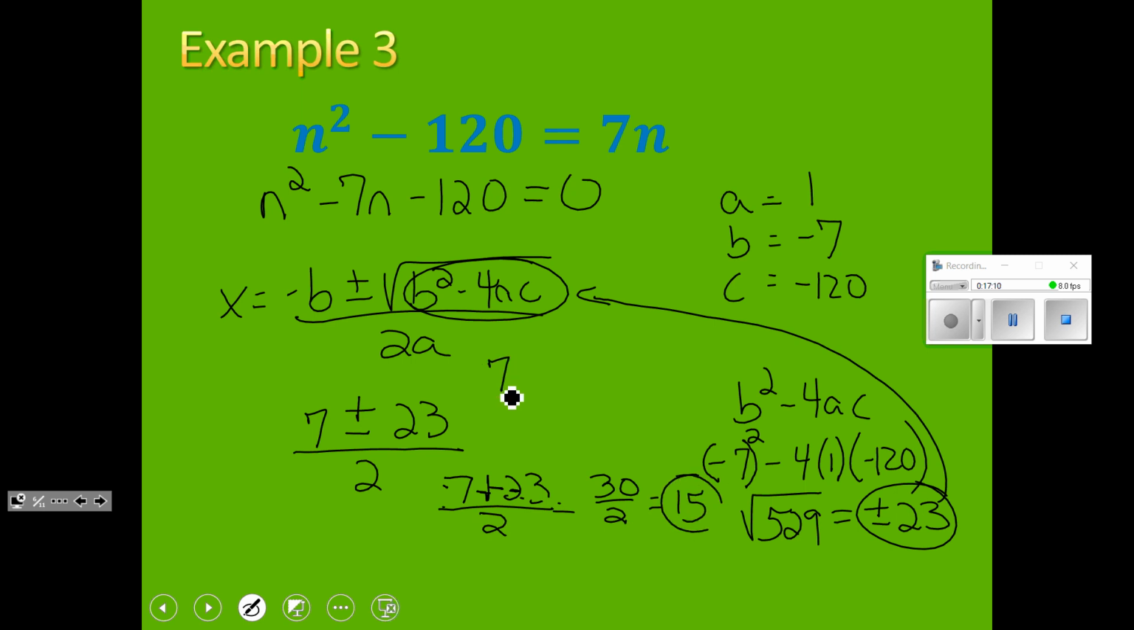Then you can do 7 minus 23 divided by 2. 7 minus 23 is going to end up being negative 16. Sorry about that. Divided by 2, which is going to be negative 8. And that's what we ended up with before. So our answers are negative 8 and positive 15.